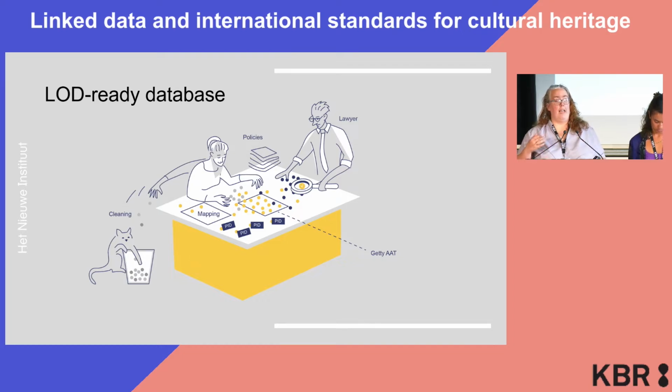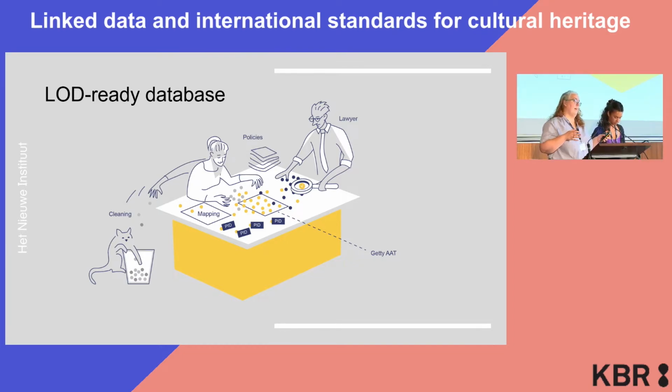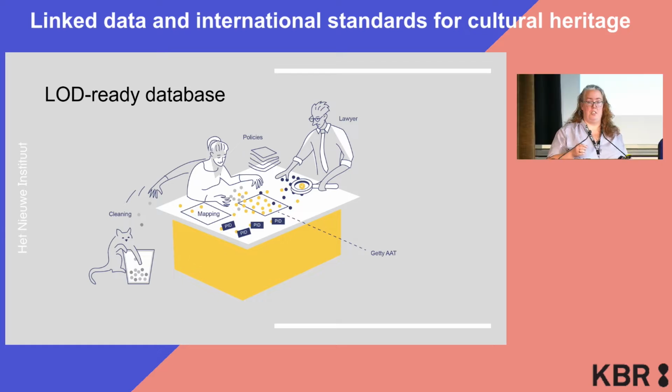For the collection data, we needed to get that linked open data ready by linking the registration, as we did it back then, to a more LOD-ready way. And we had to review every single data field. What did we put in there and what should be put in there?